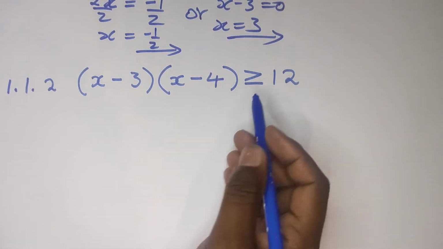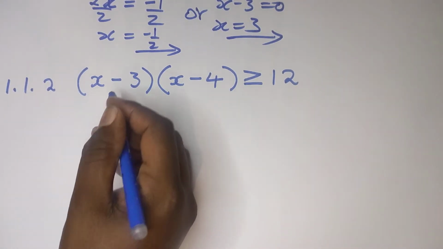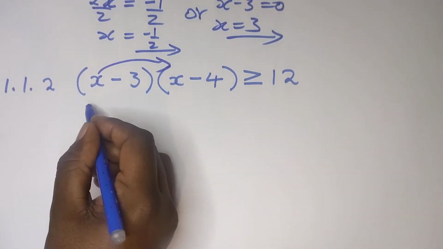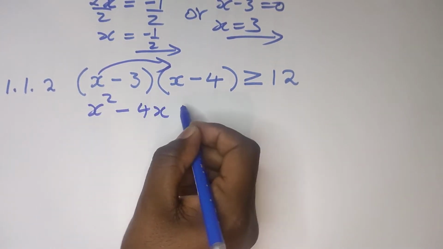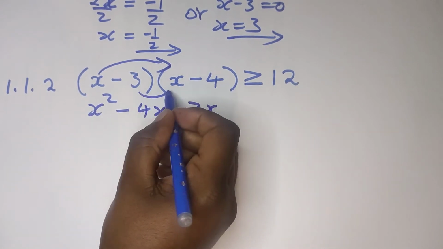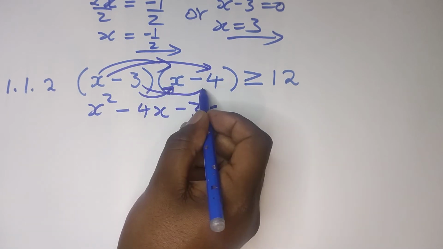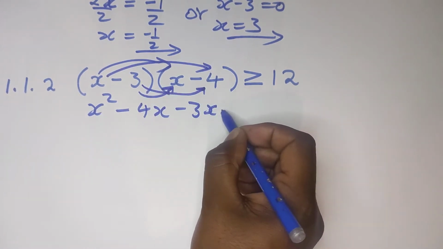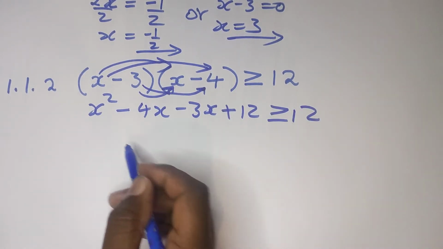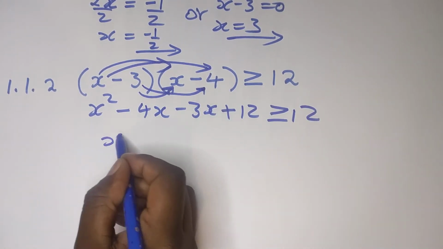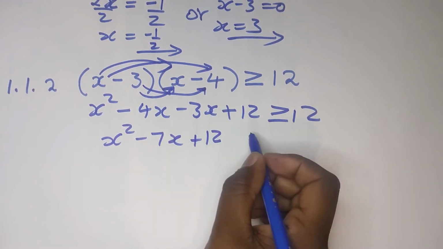So the next question is 1.2. Again, you need to find the value of x. The first thing you need to do is simplify here. It's a binomial. So it's x squared minus 4x minus 3x, and then minus 3x times minus 4, which is equal to positive 12, greater or equal to 12. So you need to add the like terms: x squared minus 7x plus 12.